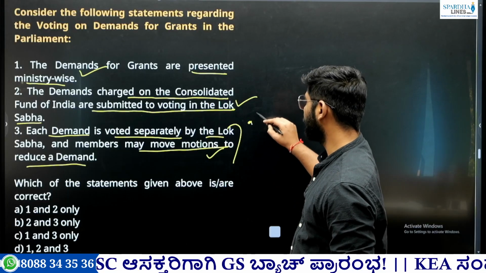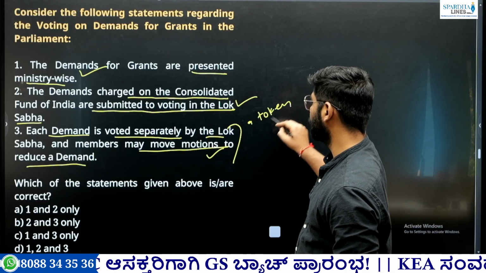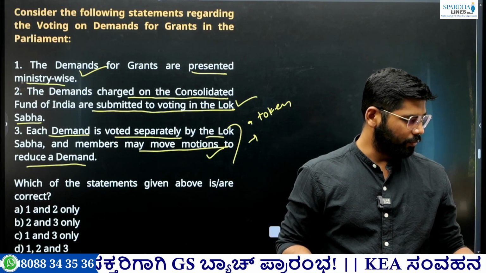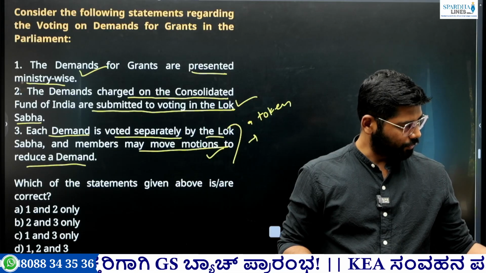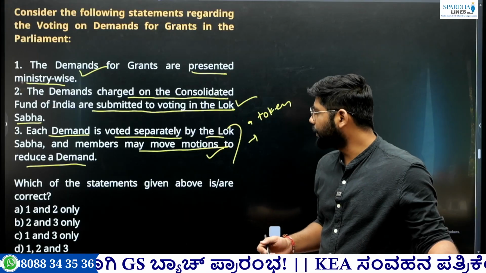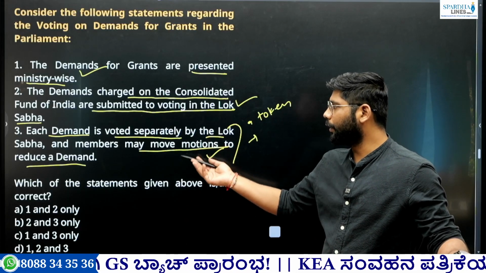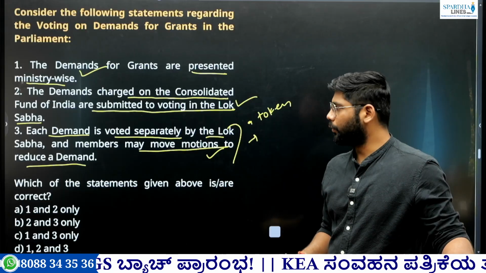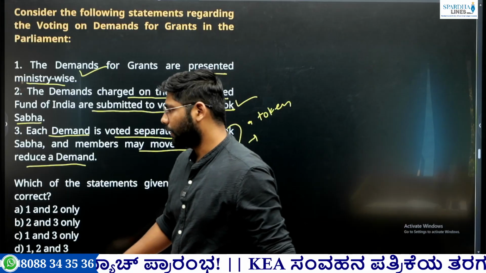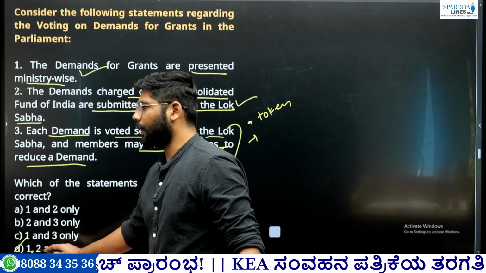We know there are different types of motion. Economy cut motion is there, policy cut motion, token cut motion. Different motions are there that can be moved. So these are the motions that can be moved when demands are put for voting in the Lok Sabha. So the correct option here is D, that all three statements are correct.